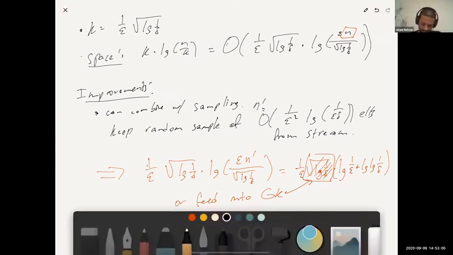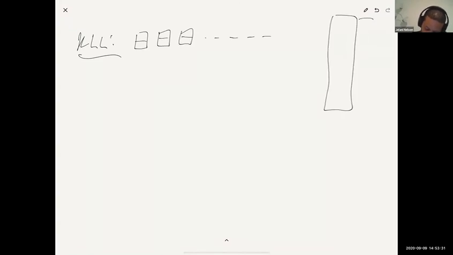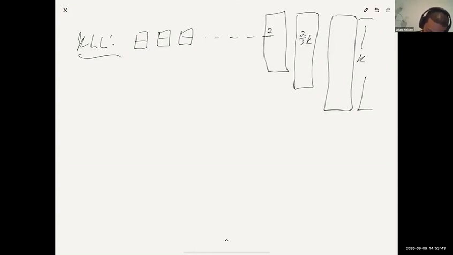So what does the KLL sketch do? The first idea that they had was to use geometrically changing compactor sizes. Your first few compactors are going to be quite small. They're going to have size 2. And then the last one is going to have size k. The one before it is going to have size basically 2/3 k, and the one before it is going to have size (2/3)^2 k, etc.